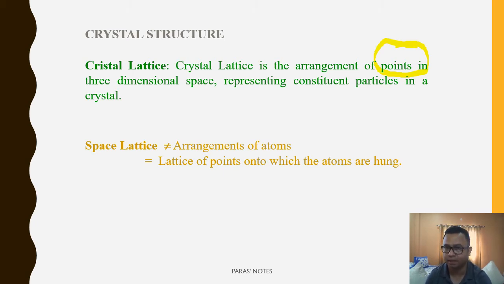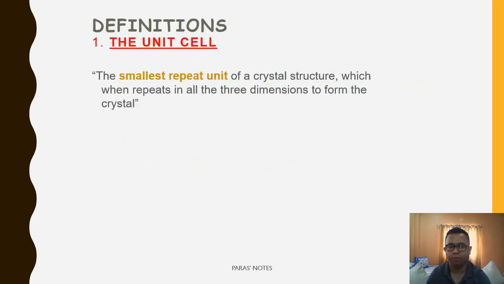That is why, as you can see in the definition, crystal lattice is the arrangement of points in three-dimensional space representing constituent particles in a crystal. So it is all about arrangement of atoms, molecules, or ions. How are they arranged? They may be arranged in such a way that they form a cube, or a cuboid, or a prismatic shape. So there are different kinds of shapes. Gradually we will be seeing what different kinds they can form.